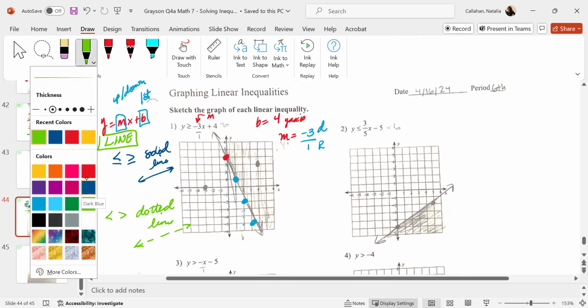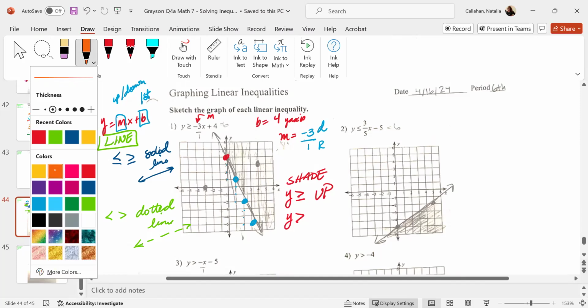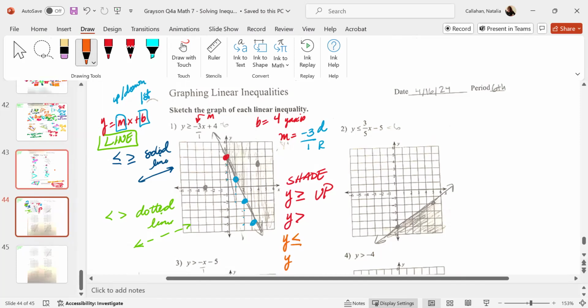Now I'm going to give you the rules for shading. If it's like this or like this, where it's eating the letter y, you are going to shade up. Does that make sense? On the other hand, if it's like this or this, where it's not eating the letter y, you shade down.